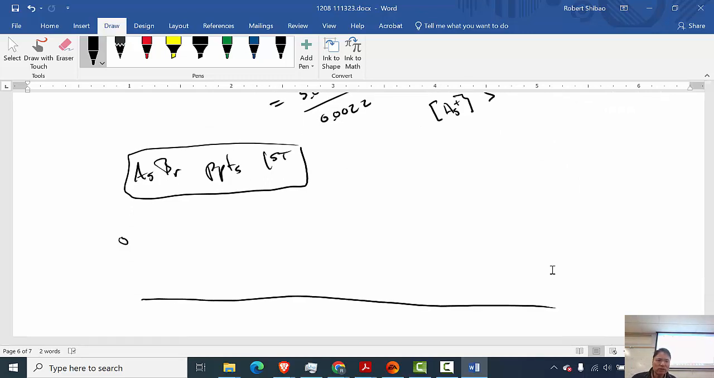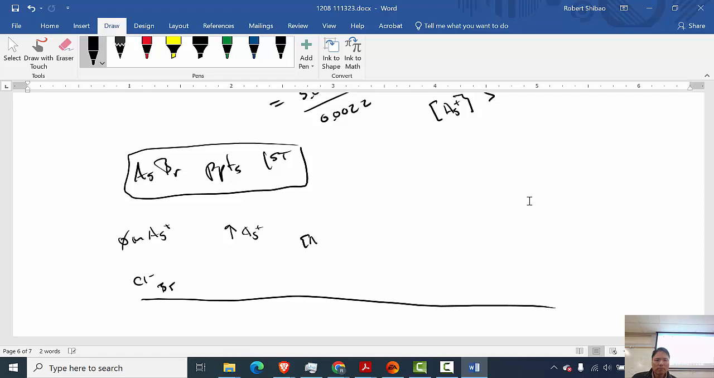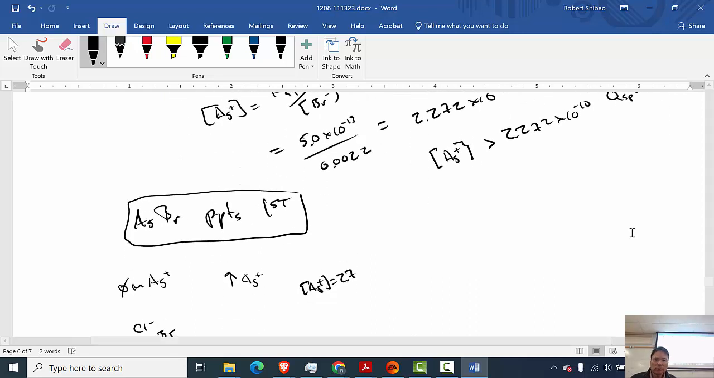And so the way we do a fractional precipitation is we start off with 0 molar silver ions. And then we just have the chloride and the bromide present. And then what we are going to do is increase the silver ion concentration. And when we hit a silver concentration of 2.272 times 10 to the minus 10 molar, then we've saturated with respect to silver bromide. But with respect to silver chloride, it's unsaturated. That is, QSP is less than KSP for silver chloride.